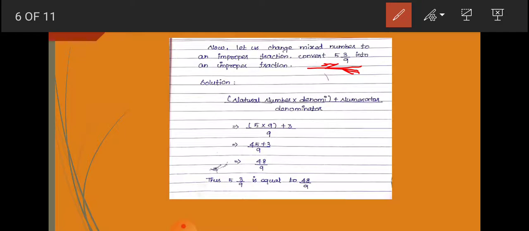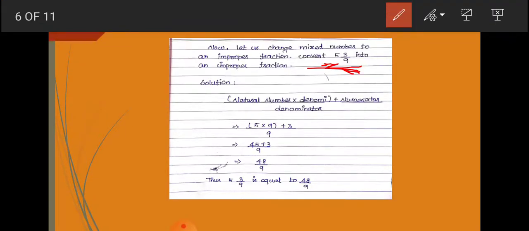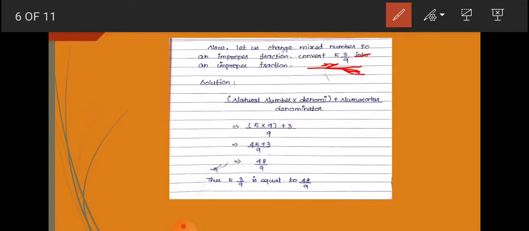Now you see here 5 is the natural number, 9 is the denominator. We have to multiply, then open and close bracket, plus we have to do the addition with the numerator. What is the numerator? 3 is the numerator. Divided by, we have to write the denominator. Now 5 9s are 45, plus 3, divided by 9. 45 plus 3 is equal to 48 divided by 9. So 5 3 divided by 9 is equal to 48 divided by 9.